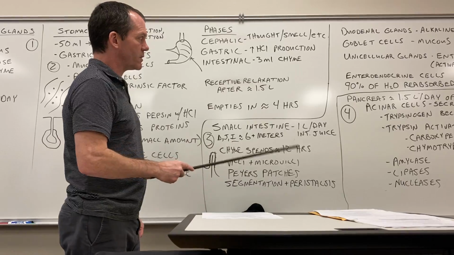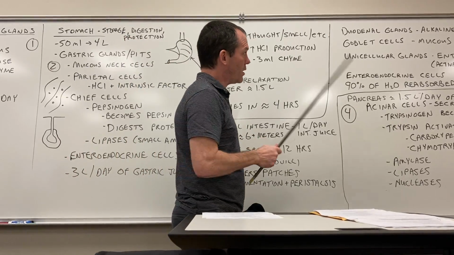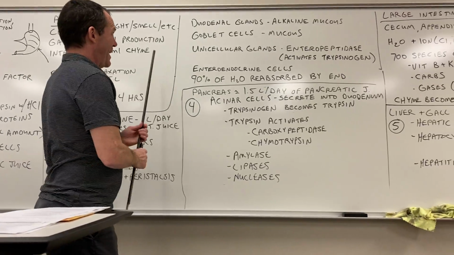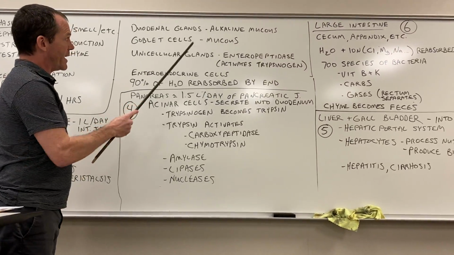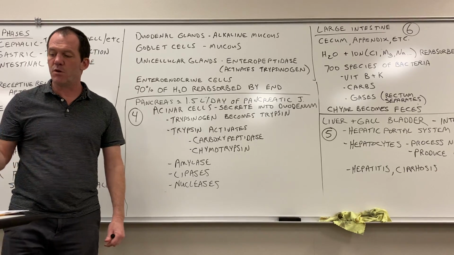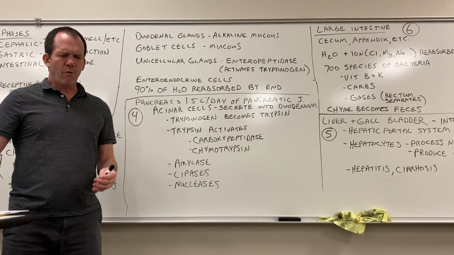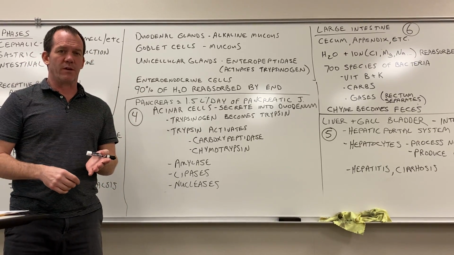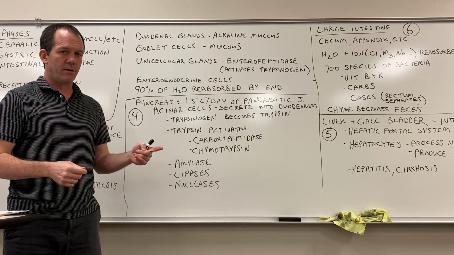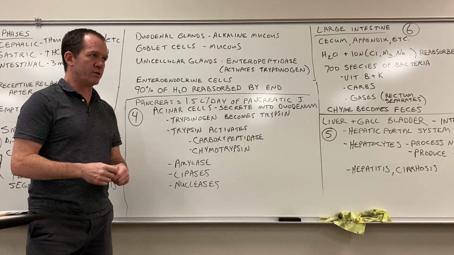Segmentation is chopping up, peristalsis is moving along, and then we'll peristaltically move down to the next panel. Some more glands and their products. You have duodenal glands, which are going to secrete an alkaline mucus. Well, why do I want to secrete an alkaline mucus in my duodenum? Anyone know? You can't answer.